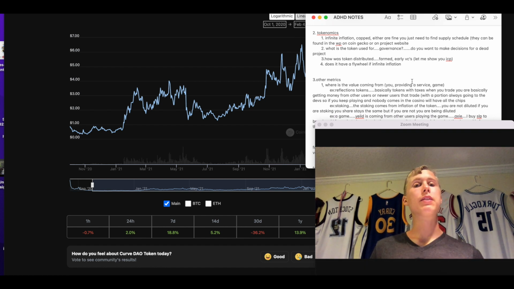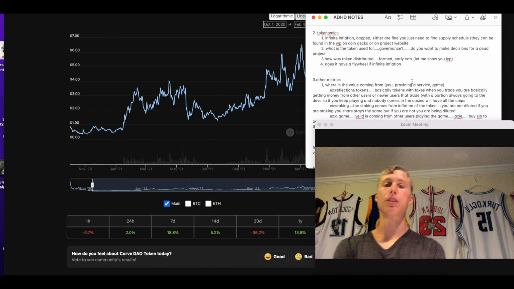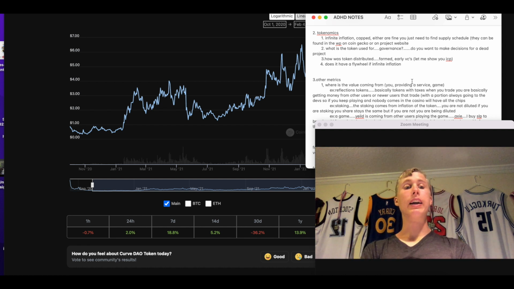Now, what is the token used for? I just gave you Curve as an example. It has a good flywheel effect. I farm Curve. I use my Curve to lock it up in Curve to earn more Curve, which I then re-lock. So am I really getting paid by Curve if I'm paying it all back to them? That's kicking the can down the road. That is the sticky tokenomics of Curve.